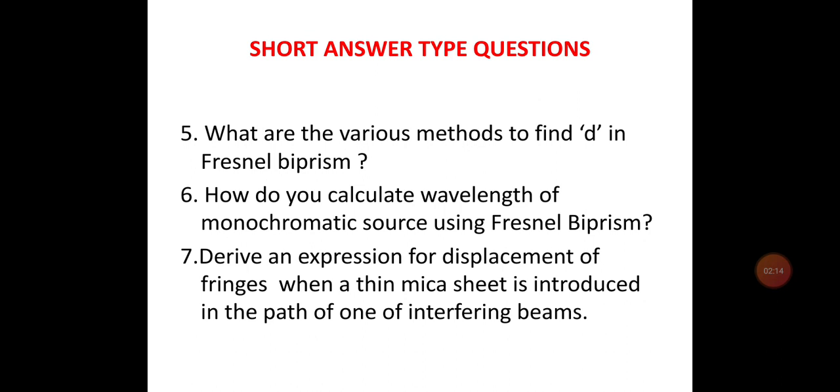The next question is, derive an expression for displacement of fringes when a thin mica sheet is introduced in the path of one of the interfering beams. This is again the next application of Fresnel biprism, that is the shift in fringes when a thin sheet is introduced in the path of an interfering beam. So you have to do all these questions and write down the answers of all these questions.